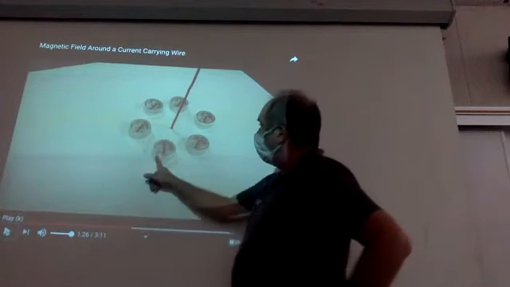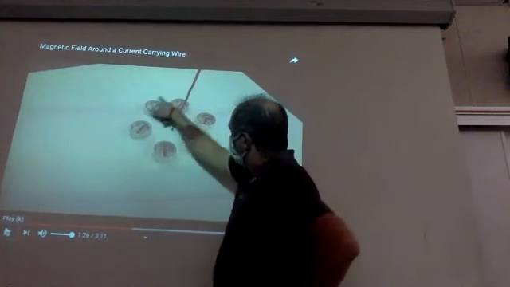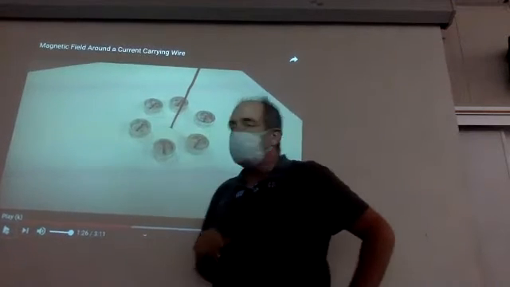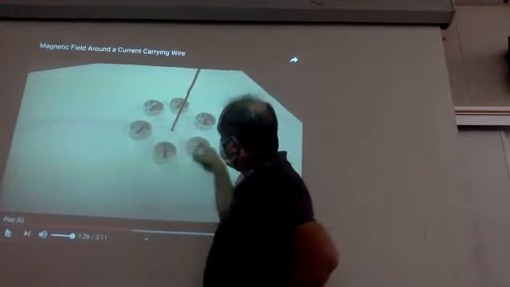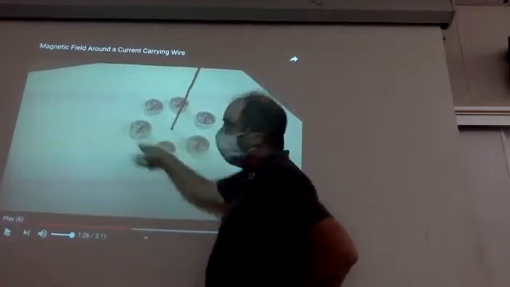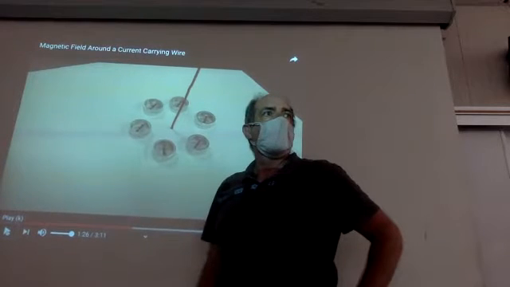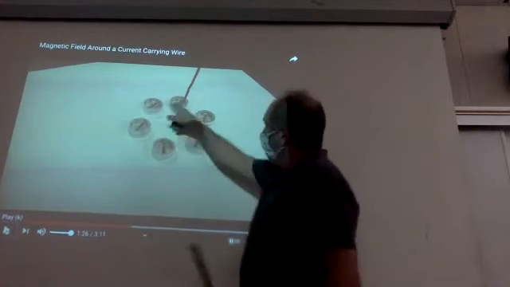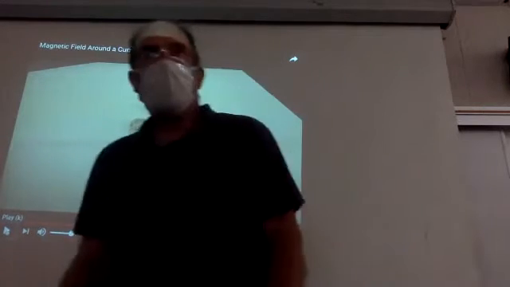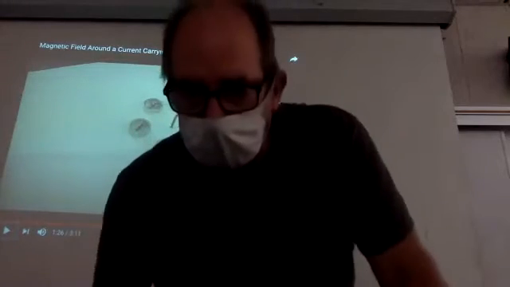So by passing current up through the wire, the field went around the wire in a counterclockwise fashion. When you reverse the direction of the current, the field lines then went clockwise, reversed. So they reverse direction, okay? And so you can show this. That's all I'm going to do with that video for now.